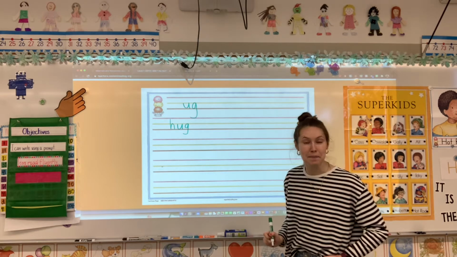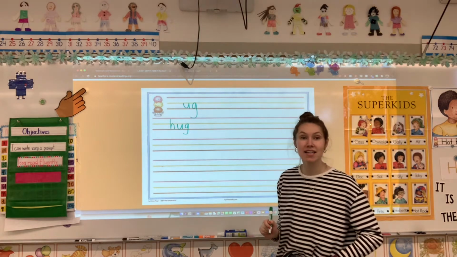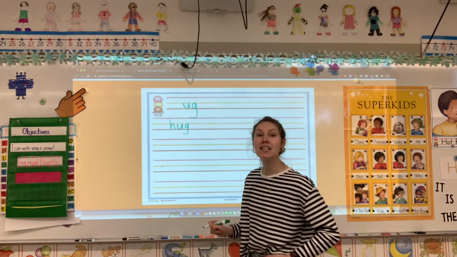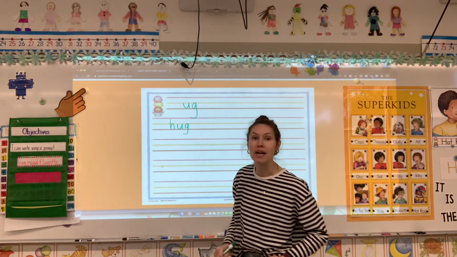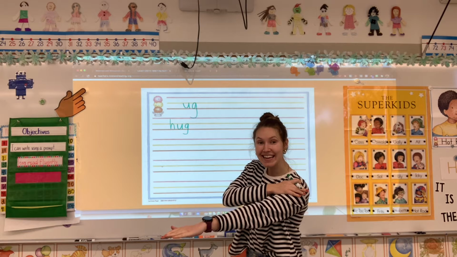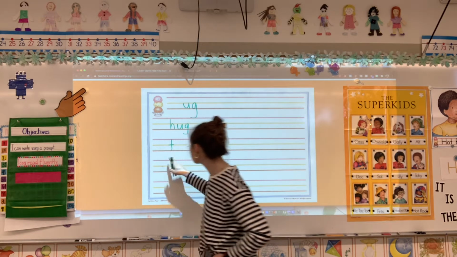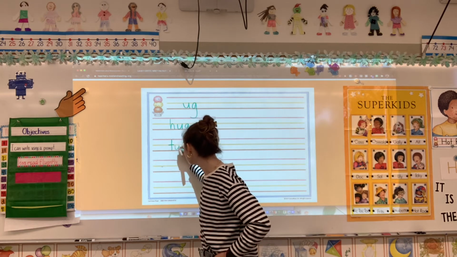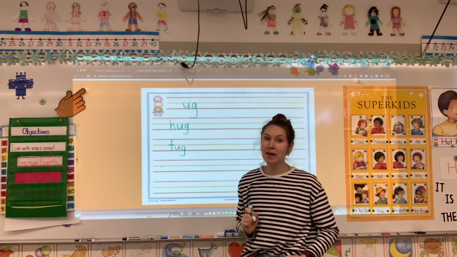Let's add another one. Our next UG family word is going to be tug. Tug. Like when you pull something, you tug it. Let's try adding a different beginning sound for tug. What do we need at the beginning? A letter T, that's right. So we start with the letter T, and then we're going to add that UG family ending. Very good. Let's do another one.